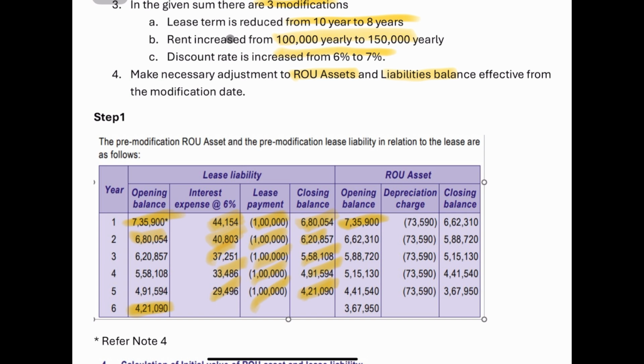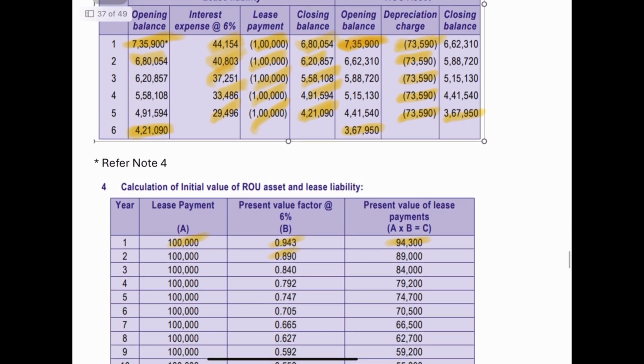Similarly, your ROA asset is 735,900 initially, and you are depreciating over 10 years on a straight line basis, so every year depreciation will be 73,590. So at the end of fifth year, you will have 367,950 as the depreciated ROA asset balance. Okay, so this is how you're done with step 1.